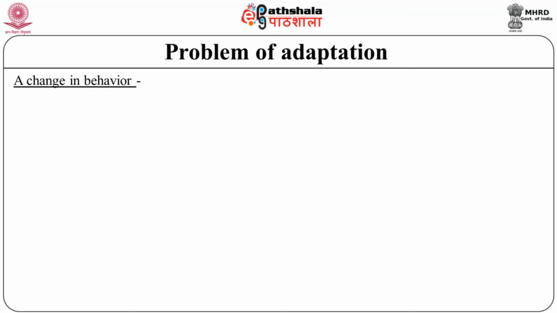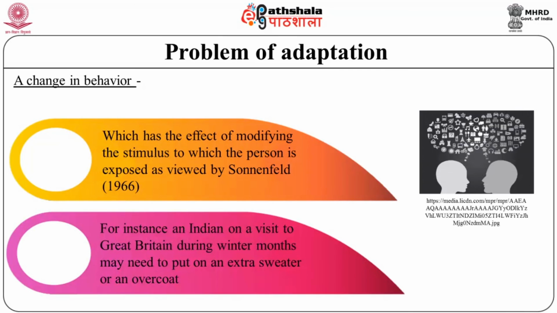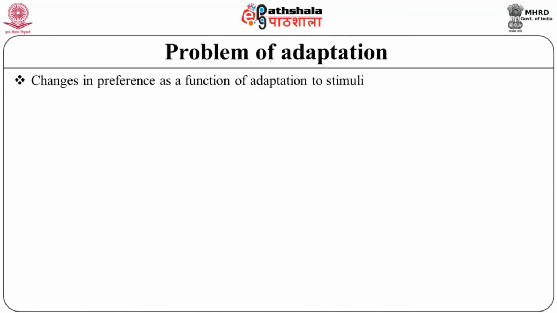Second, adaptation may be a change in behavior which has the effect of modifying the stimulus to which the person is exposed, as viewed by Sonnenfeld. For instance, an American on a visit to Great Britain during winter months may need to put on an extra sweater or an overcoat, but after a prolonged stay in England, he may no longer find the prevailing cold temperature uncomfortable, since his level of adaptation has shifted downwards.